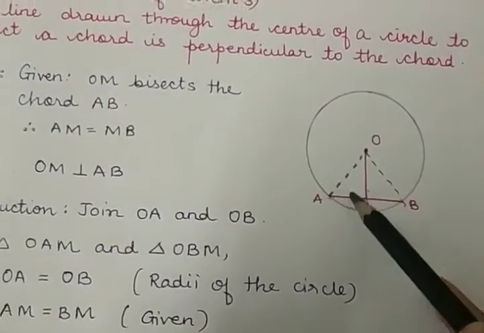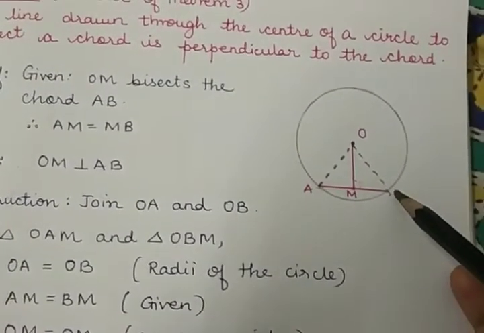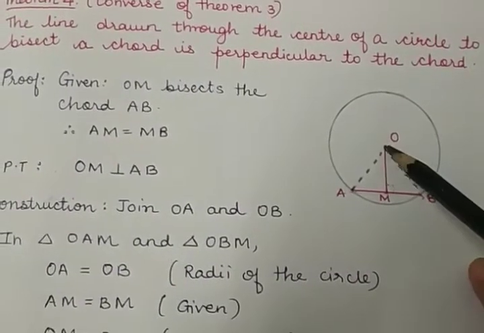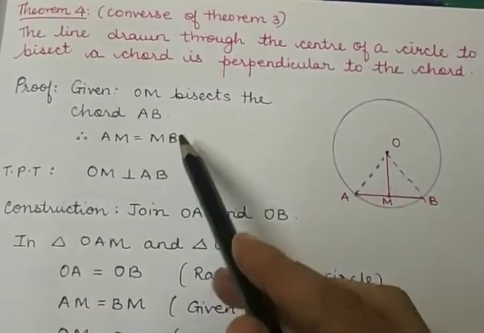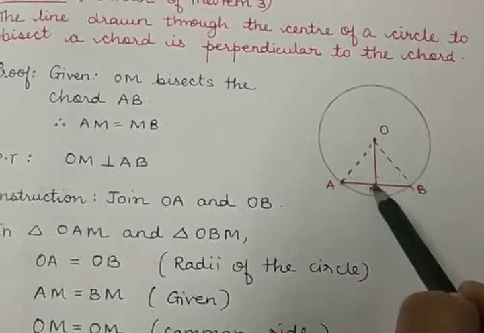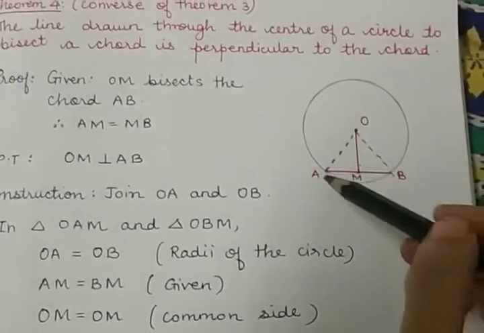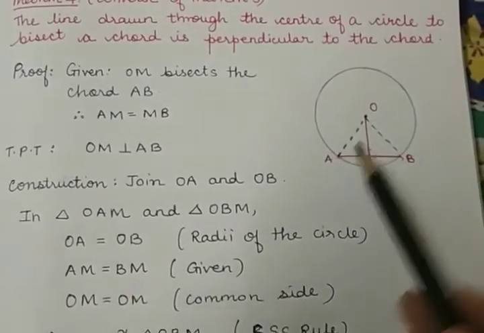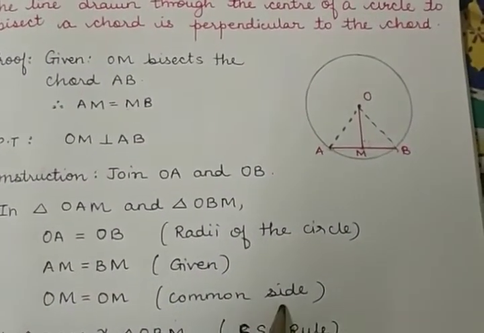So in these two triangles, you know OA is equal to OB. Why? Because they are the radii of the same circle. Now AM is equal to BM, or AM is equal to MB. Why? Because it is already given to you that this is a bisector. So it is equal. Next, OM is equal to OM because it is a common side.